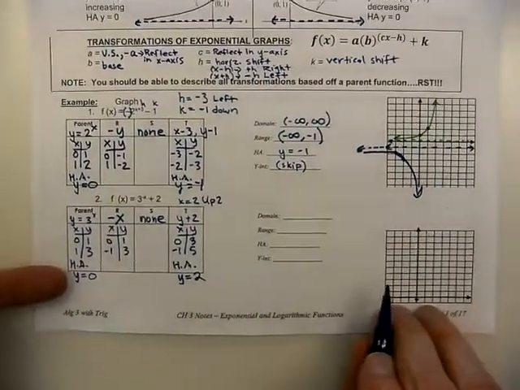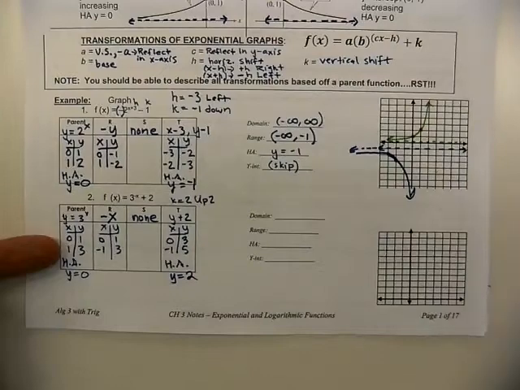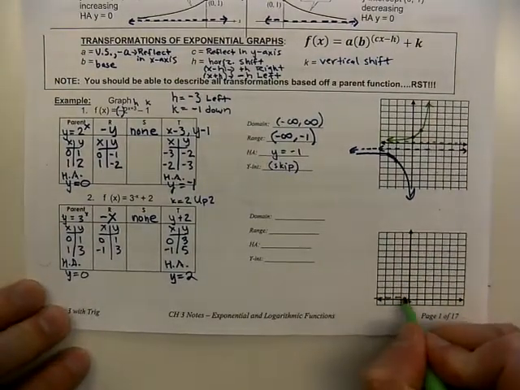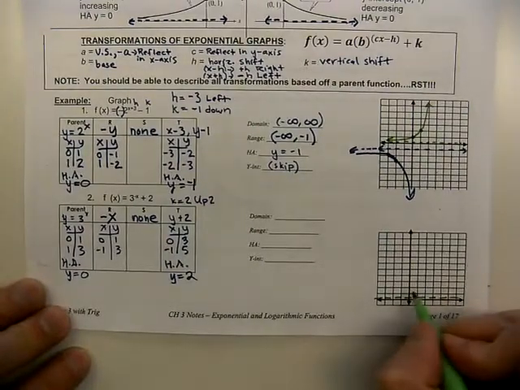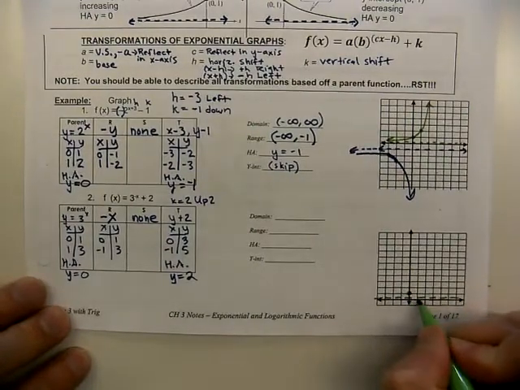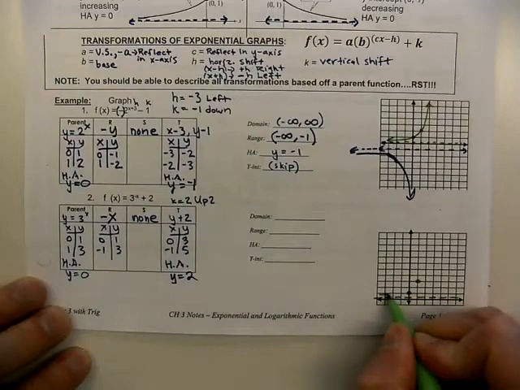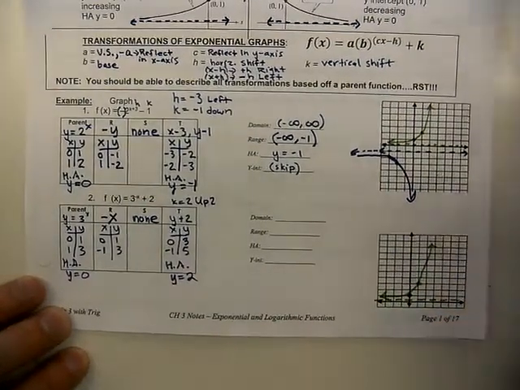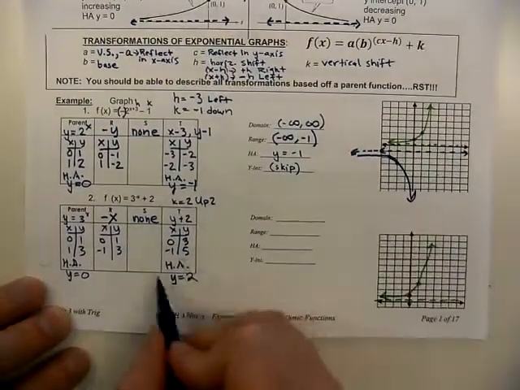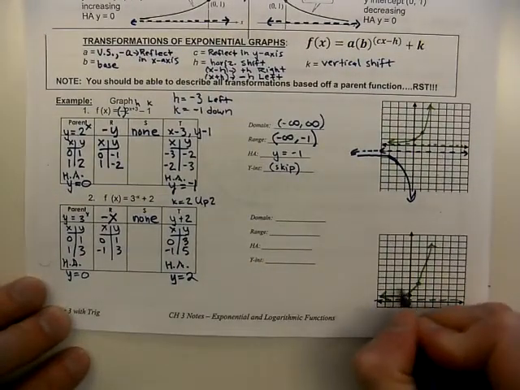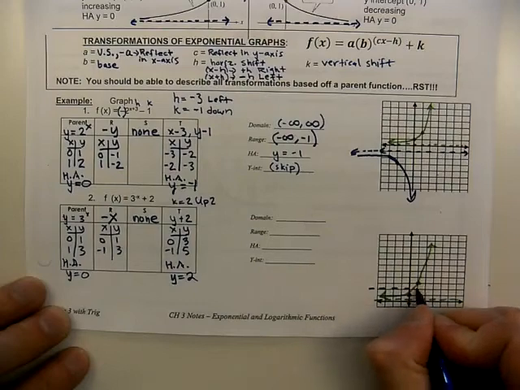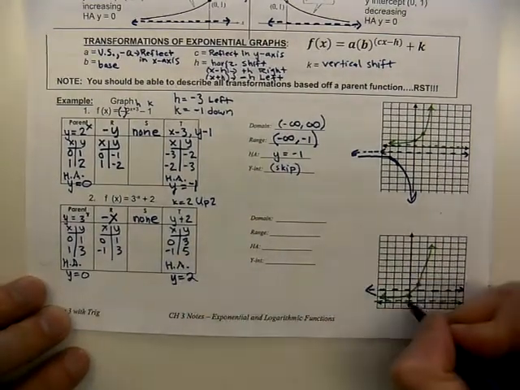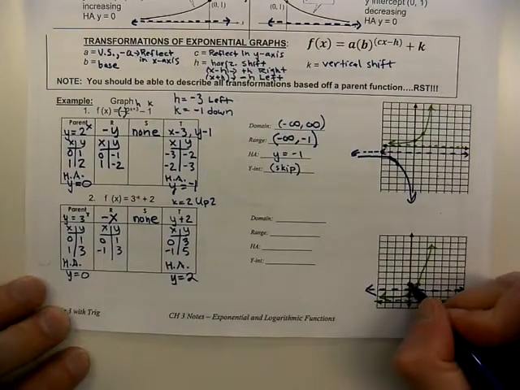So again, here is our parent function with a horizontal asymptote at 0, and with critical points at (0, 1) and (1, 3). It would be an increasing function like this. But now, we've moved it up 2, so the horizontal asymptote is here at positive 2, and our two critical points, in this case we do have a y-intercept at (0, 3).